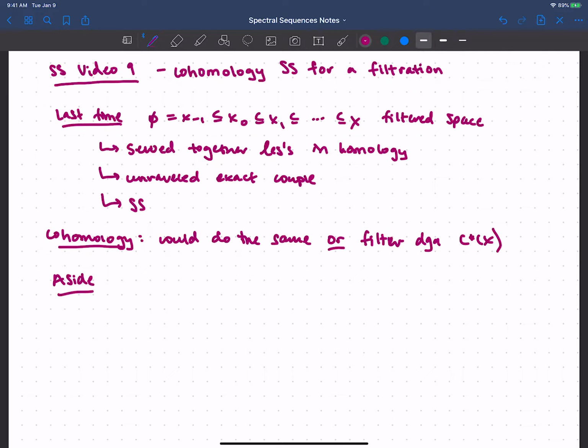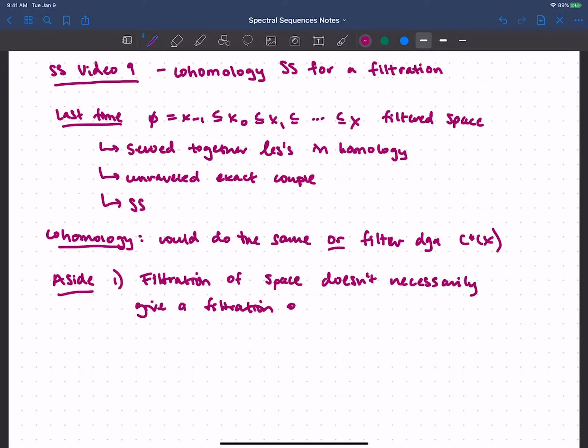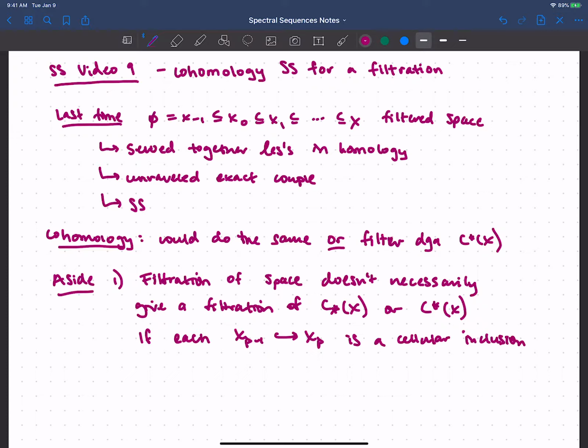Now, I just want to make sort of an aside about how these relate. So the first part is that our filtration of a space, well, it doesn't necessarily give us immediately a filtration on the chain complex. So either the chain complex for X or the cochain complex for X, whatever setting we're interested in. But if we look at each of these inclusions, X_{p-1} into X_p, well, if that's a cellular inclusion, meaning X_p is just built from attaching cells, well, then actually we can build our chain complex filtration. Maybe let's do cochain complex for the current setting.